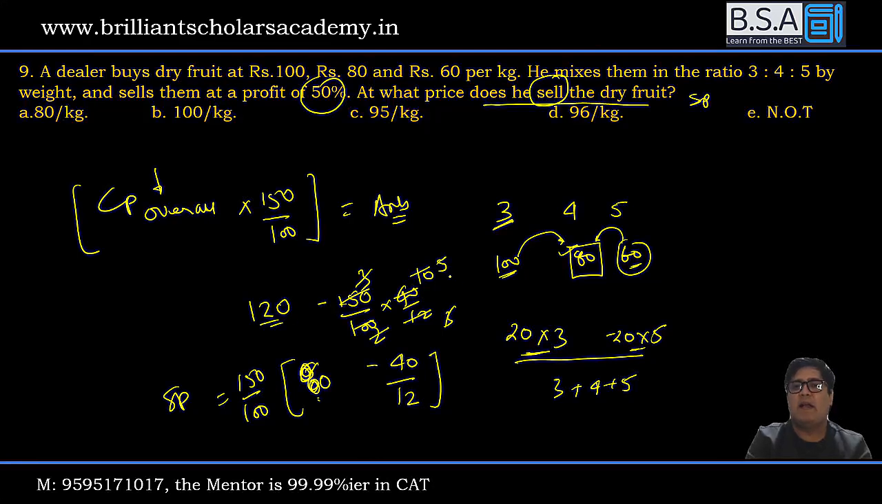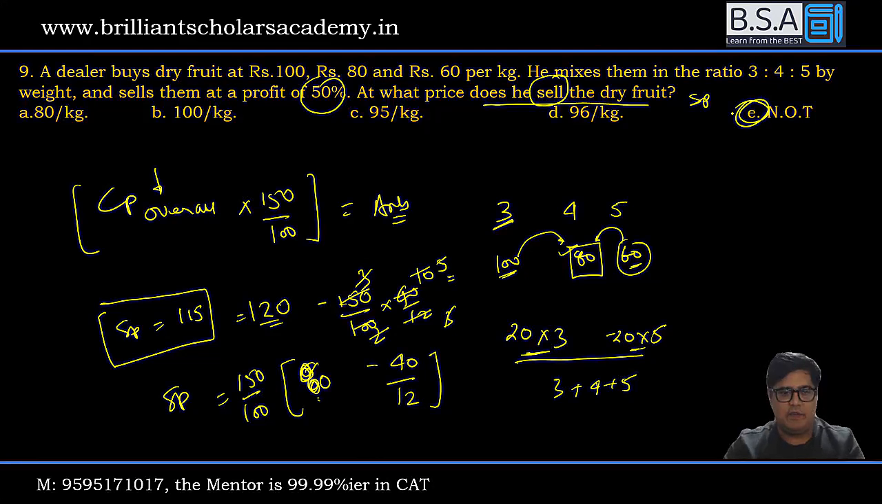What is 120 minus 5? 120 minus 5 is 115. That is the selling price. Desired price here, none of these. Yeah, E is the answer. 115 is the overall average. Perfect. Beautiful. Moving on.